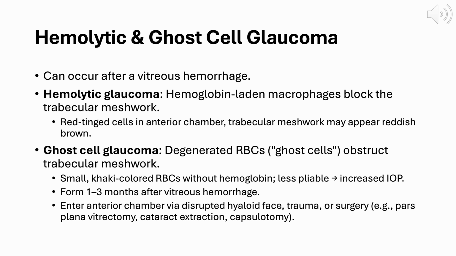Ghost cells usually form 1 to 3 months after a vitreous hemorrhage and can enter the anterior chamber through a disrupted hyaloid face, trauma, or surgical procedures such as pars plana vitrectomy, cataract extraction, or capsulotomy.